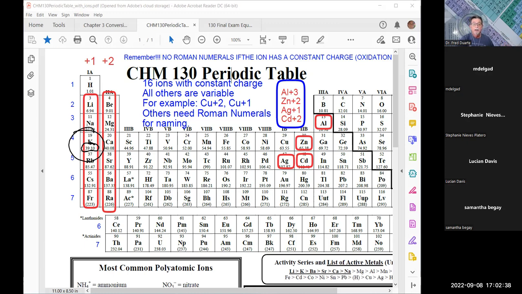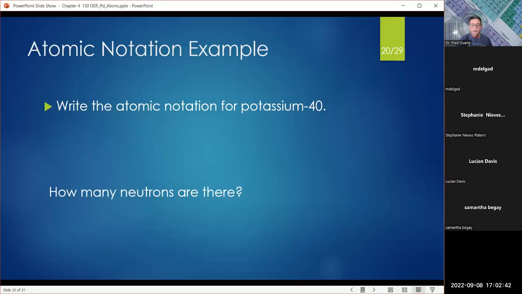Okay. Now, with that in mind, look what they're asking you here. They're talking about potassium 40. So obviously, that is not the most common isotope that there is. Okay, so they're asking you to work with that. So we're going to find the symbol for potassium.